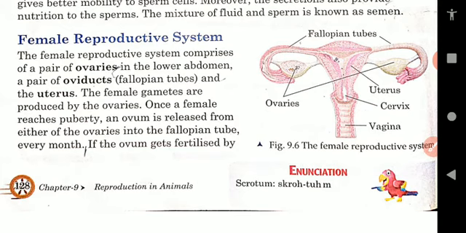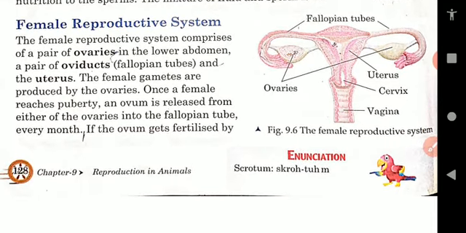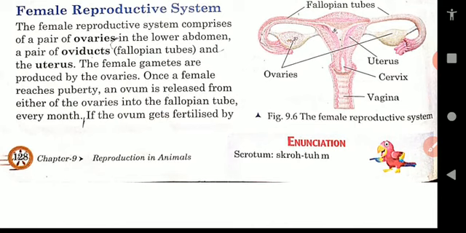Where is the ovum produced? And where does fertilization take place? State the function of the uterus.